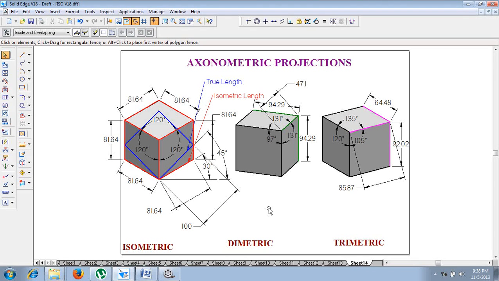81.64 millimeter. But in case of a 100 mm cube reduced for a dimetric projection, you can see two edges will be reduced to equal length and another edge will be reduced to a different length. That is called dimetric projection. And in case of a trimetric projection, the 100 mm cube is reduced unequally in all three directions. Now you can see in one direction it is reduced to 64, in another direction it is 92 and in another direction it is 85. Like this, we have three types of projections in case of axonometry.